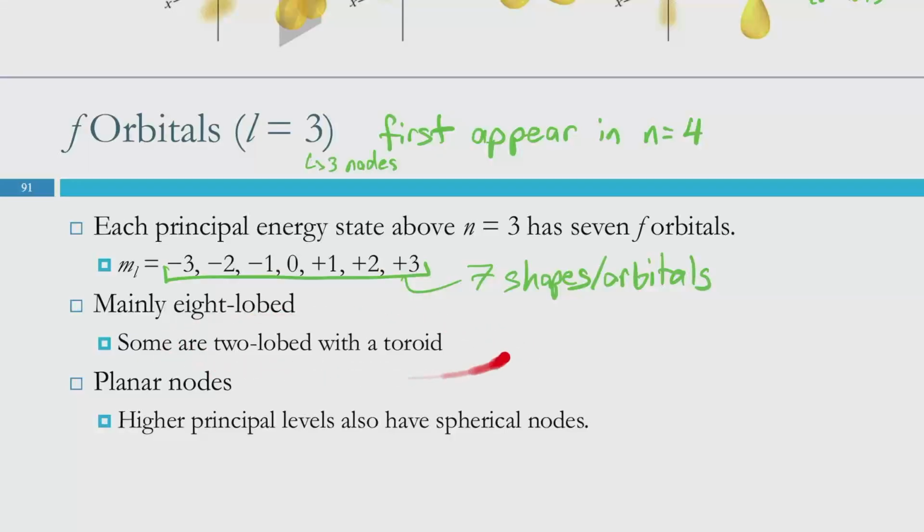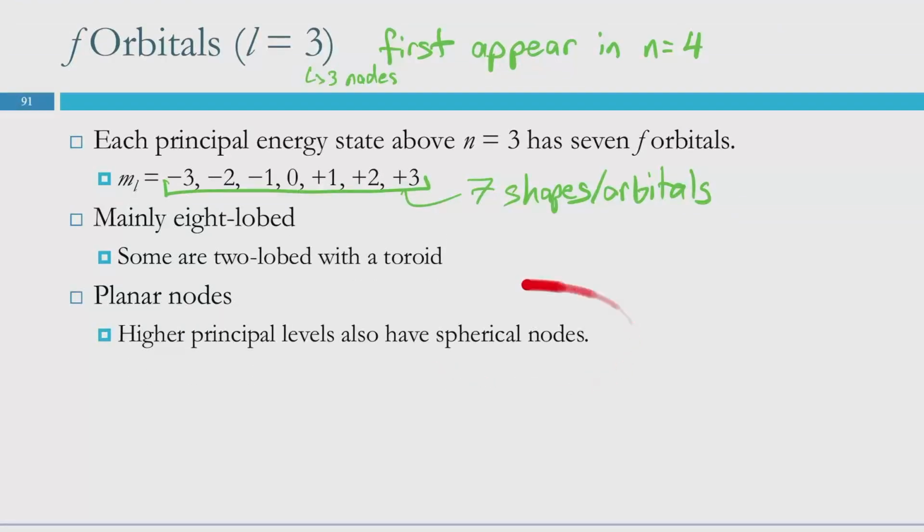Some of these are 2-lobed with a donut, a toroid. I think that should be 4-lobed. I don't think, maybe it's double toroid. We'll see. We're just going to look at them. You don't have to recognize their shapes because they are like super weird, and their labels are also uncomfy. I don't like them.